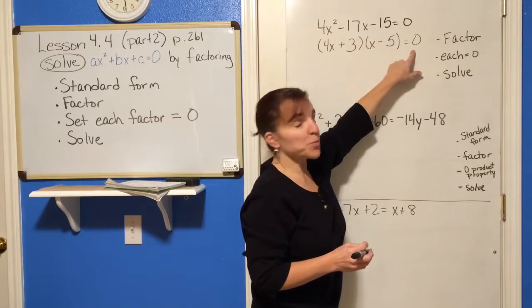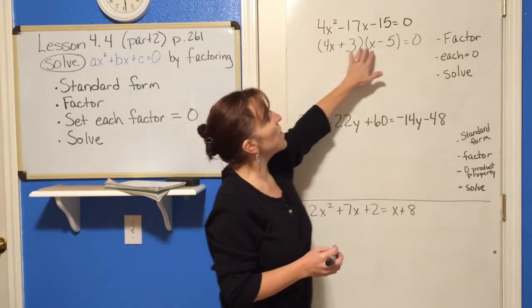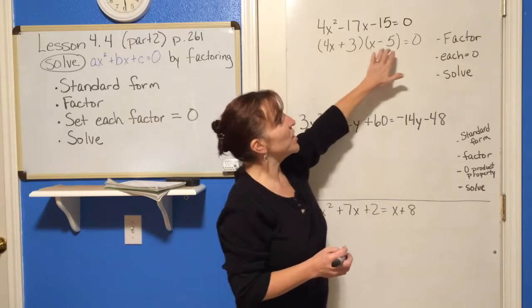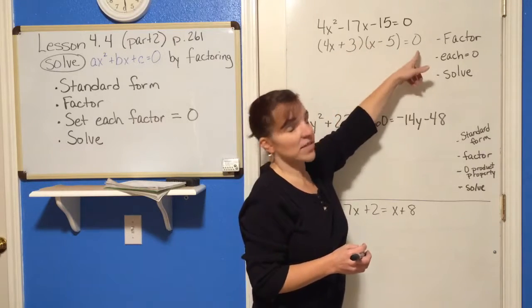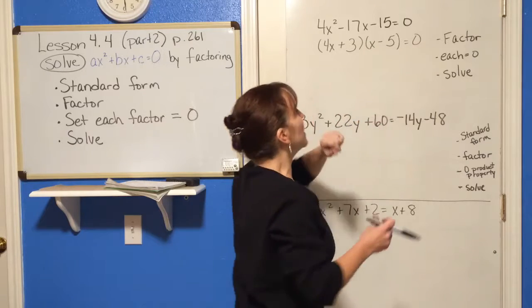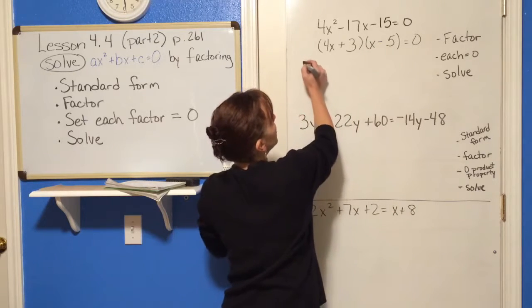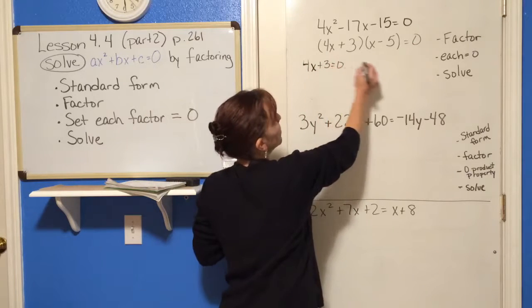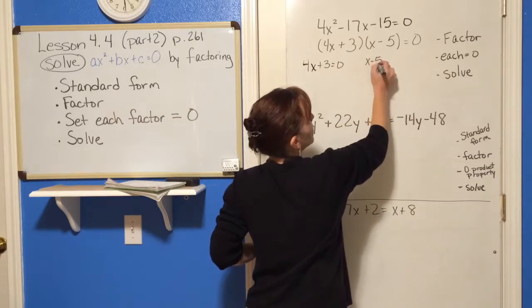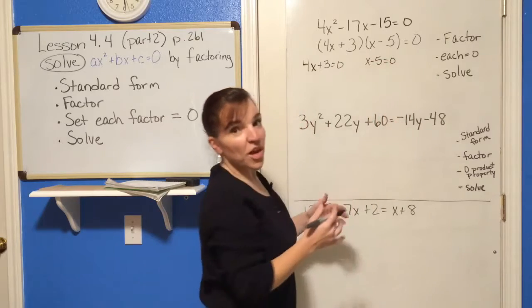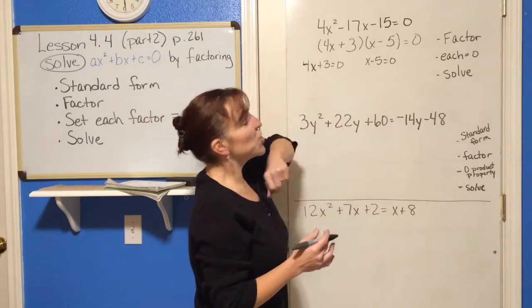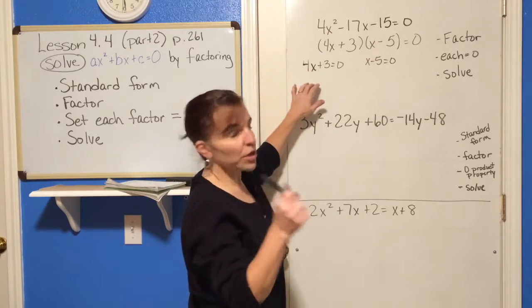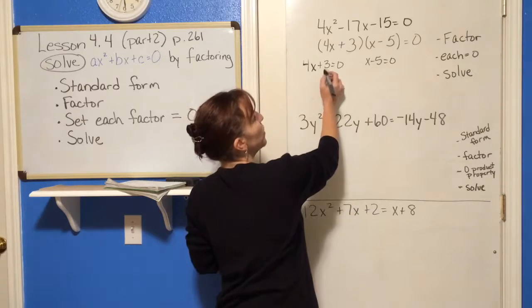So our zero product property says that one or the other of these has to be 0 in order for the product to be 0. So what we'll do is we'll set each of them equal to 0, because one or the other of them does equal 0. And then just quickly and easily solve those like you should have already learned how to do in Algebra 1.